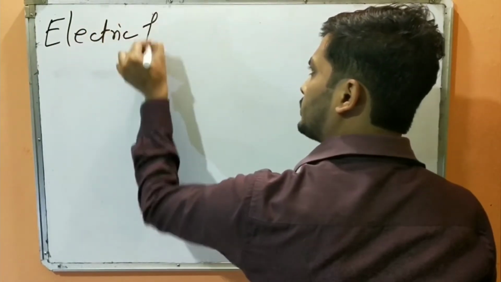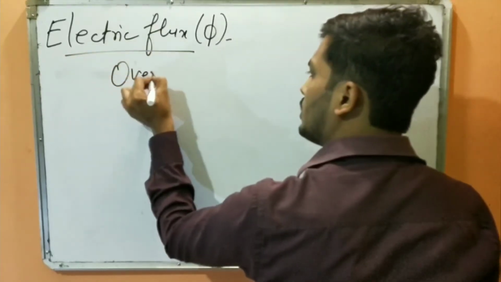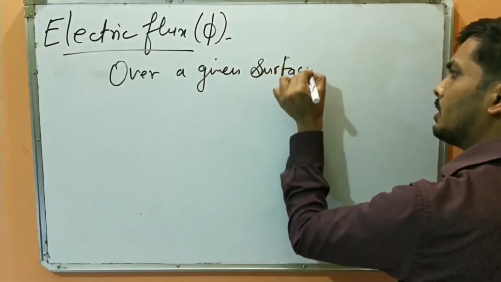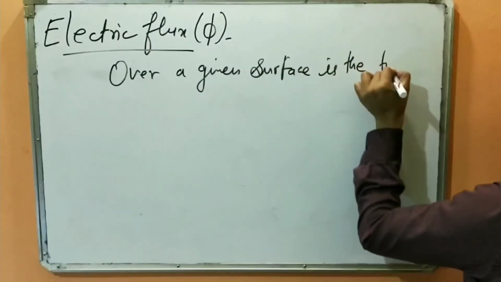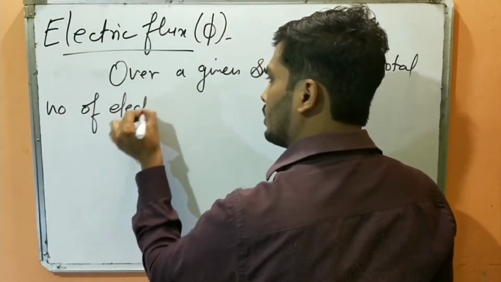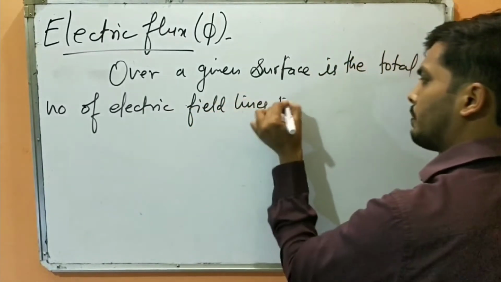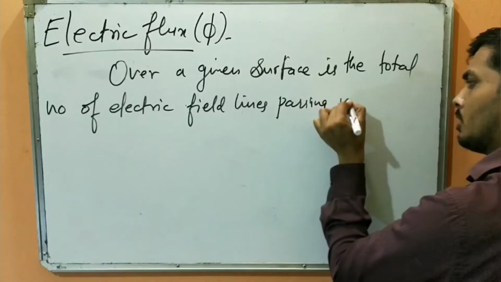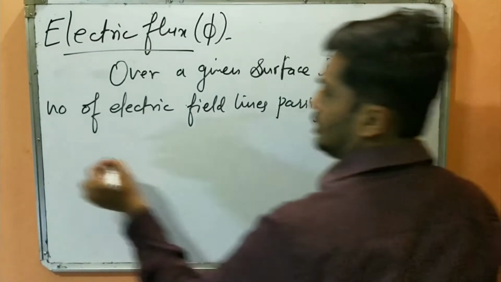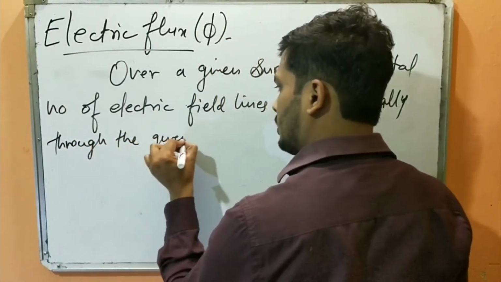So how do you write that in words? Electric flux is denoted by the letter phi. Electric flux over a given surface is the total number of electric field lines passing normally through the given surface.